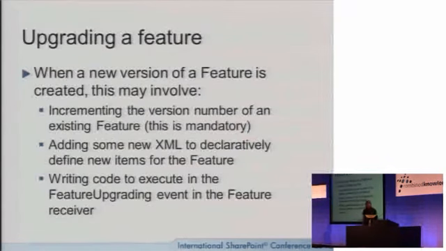If we are upgrading a feature, you will definitely have to increase the version number of your existing feature. If you don't increment the version number, you will never get a feature upgrade. So that's something that you have to do. The next step is you can choose whether you want to make declarative changes or changes in code and use the feature upgrading event in the feature receiver to make those changes in your existing functionality. You can also use both, obviously.